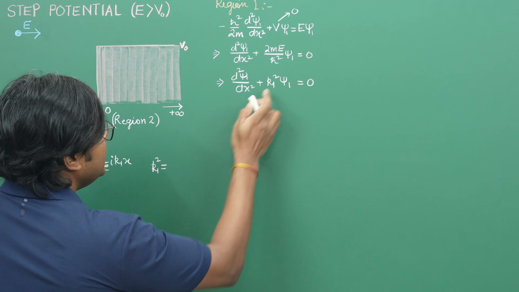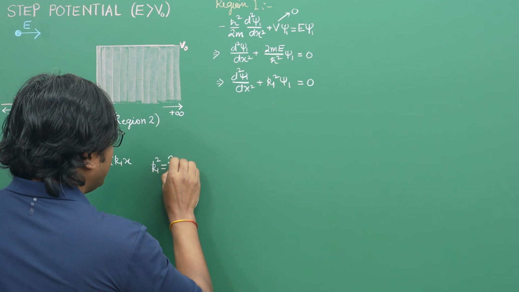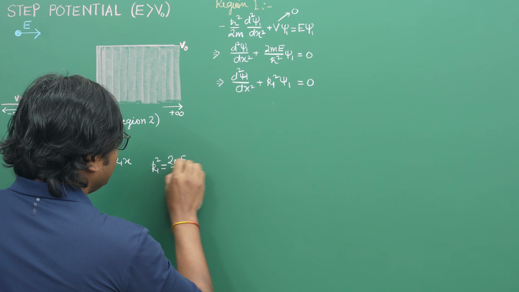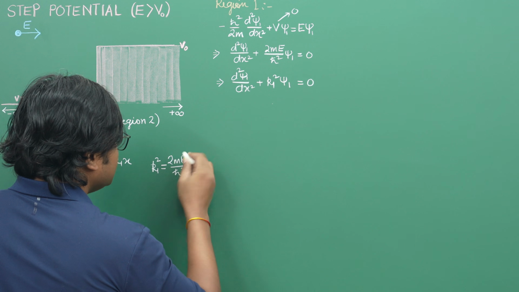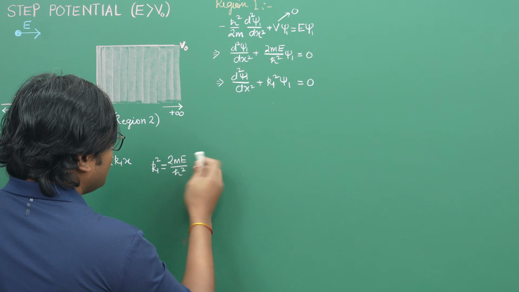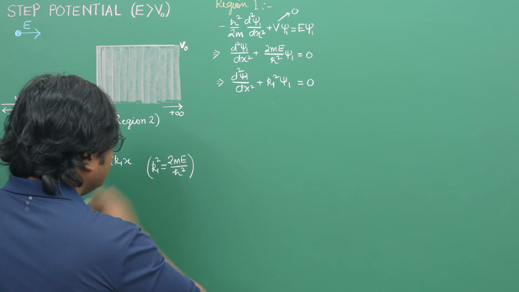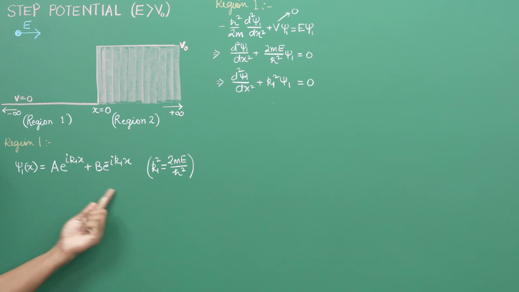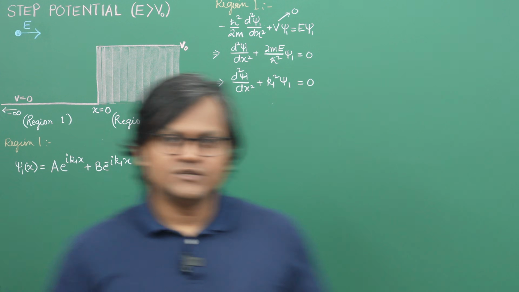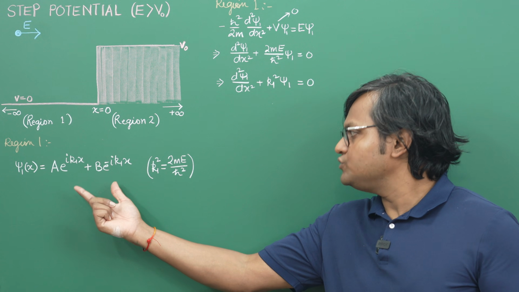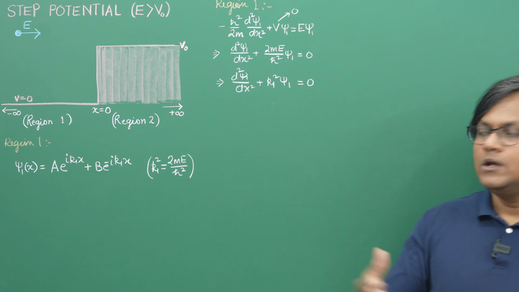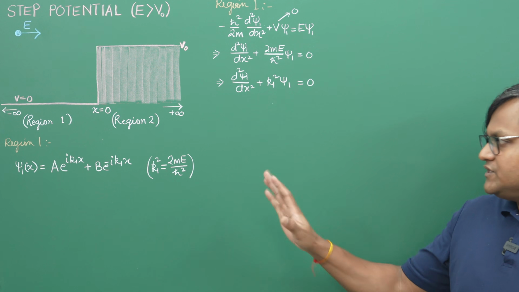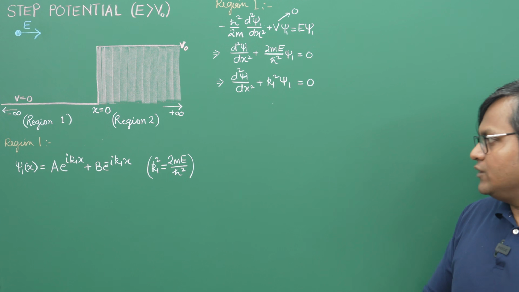k1 square is simply equal to 2mE upon h cross square, where h cross is Planck's constant upon 2 pi, m is the mass of the particle and E is the energy of the particle. Here we end up getting an oscillatory solution. I have written this in the most general form, which includes the complex part as well, instead of writing it as a sum of sines and cosines.